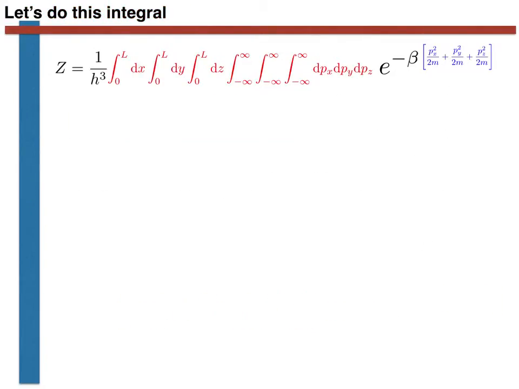Let's now do this integral. The first part of this integral is easy. Each of these integrals over position coordinates is an integral of a constant, as nothing in the integrand depends on x, y, or z. Each of these definite integrals will thus give us an L. As we are taking the product of these definite integrals, we will get L cubed, which is just V.